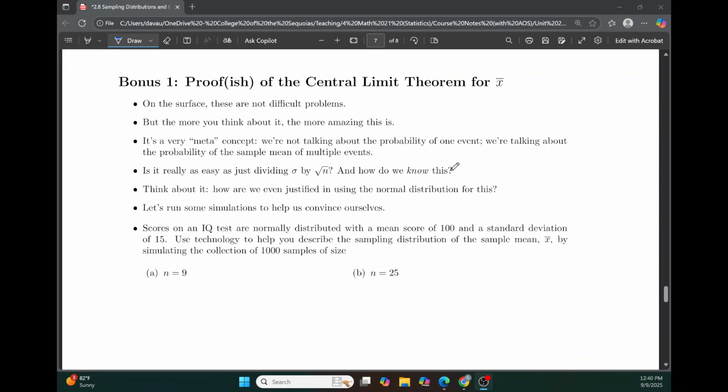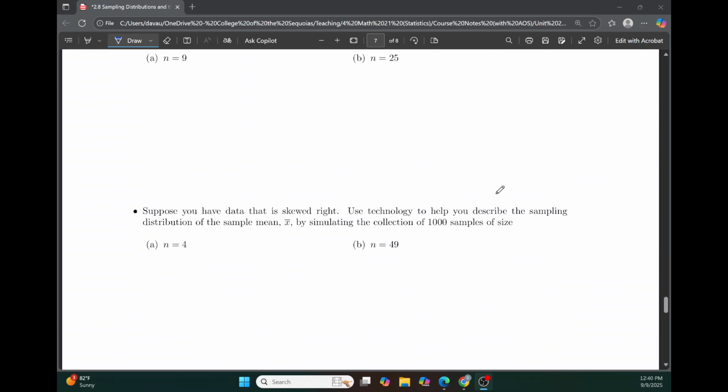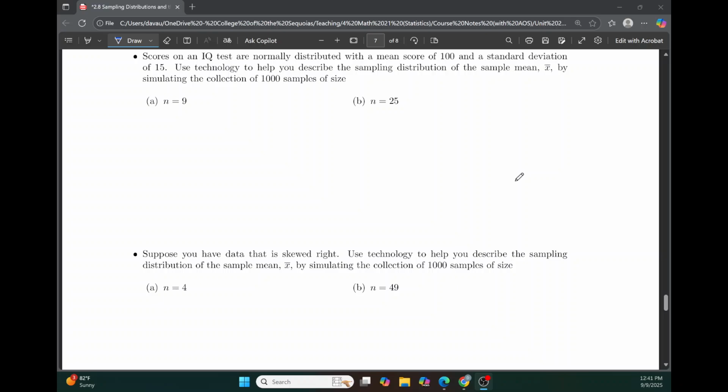In this first example, we're told that scores on an IQ test are normally distributed with a mean of 100 and a standard deviation of 15. It says use technology to help you describe the sampling distribution of the sample mean x bar by simulating the collection of 1,000 samples of size 9 and then of size 25. And then we'll do a different simulation with a skewed right distribution a little bit later. But let's head over to the simulation.